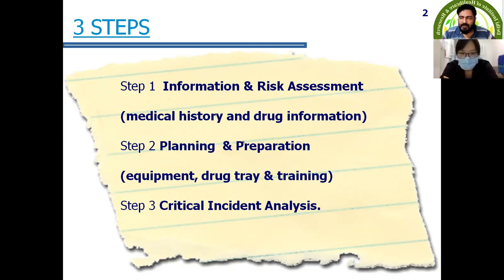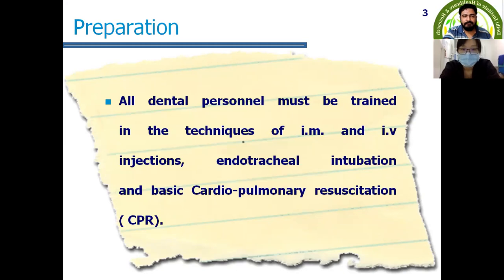So if you are seeing that the patient, nowadays all patients, they need some medical assistance. Okay, so you should keep your emergency drugs always ready. And then critical incident analysis should be there. So the preparation: all dental personnel must be trained in techniques of IM, intramuscular injections and IV injections.